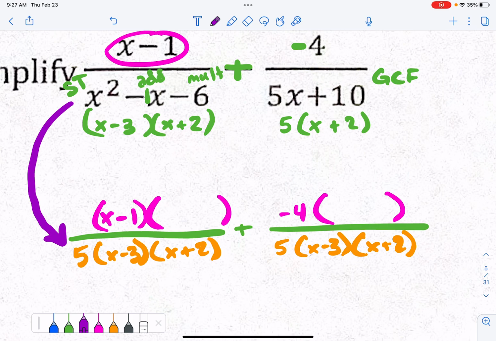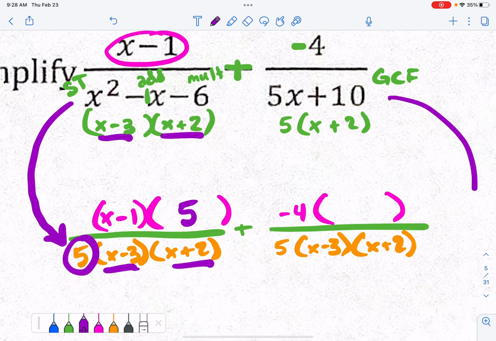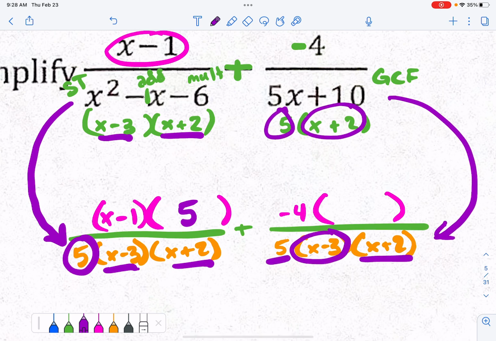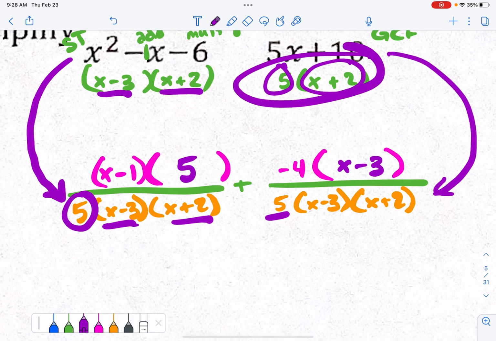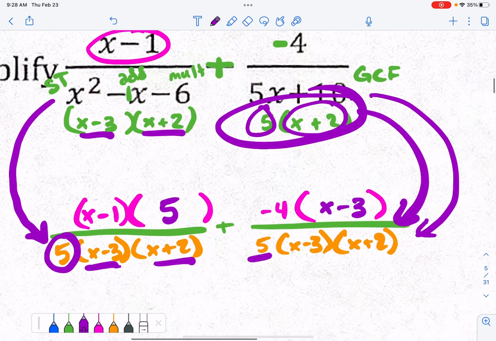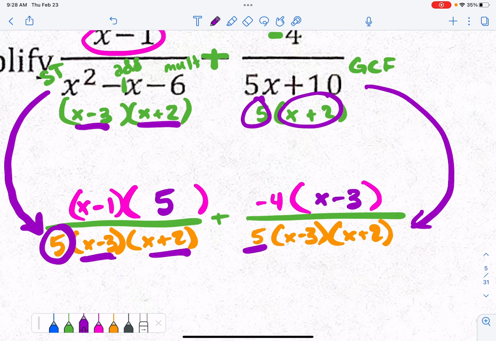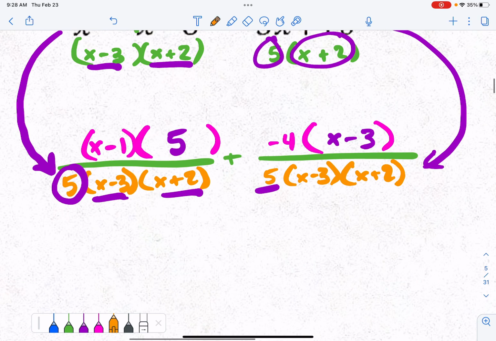Looking at the denominator that we have now, we have x minus 3 and x plus 2, which appear here and here. But what it's missing is the 5, so we're going to multiply that by 5. This one, if we compare, it has a 5 and an x plus 2. It's missing the x minus 3, so we're going to put x minus 3 here. We just multiply by what it's missing, like what's down there but not up at the top. What does it need to be multiplied by? And then we just do the math on the top.